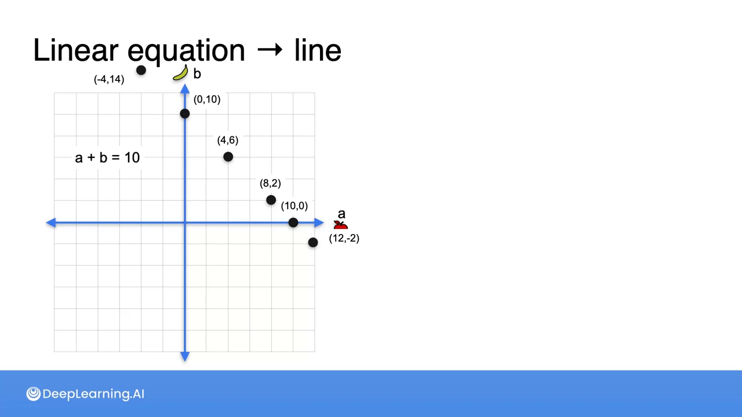Now notice that all these points form a line. In fact, every single point in this line is a solution to the equation. So you can then associate the equation a plus b equals 10 with this line. Now let's do another equation.